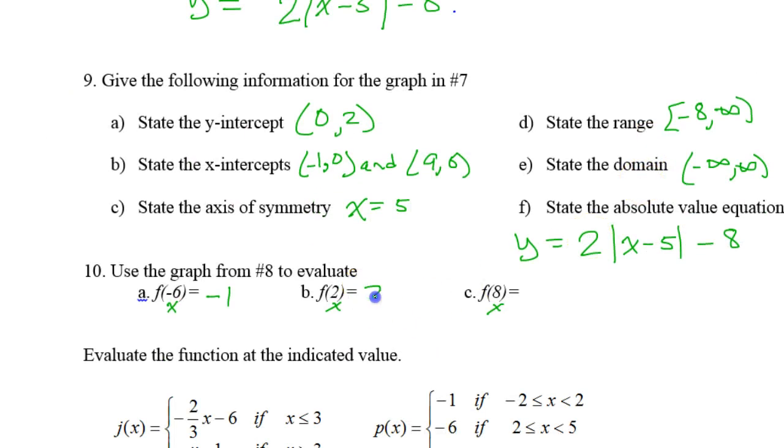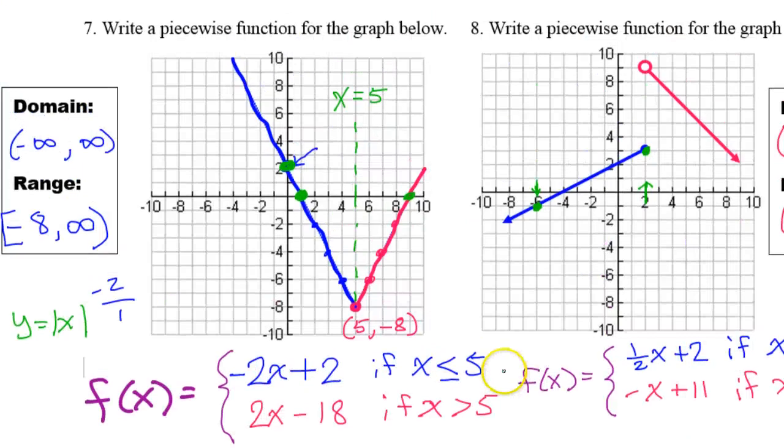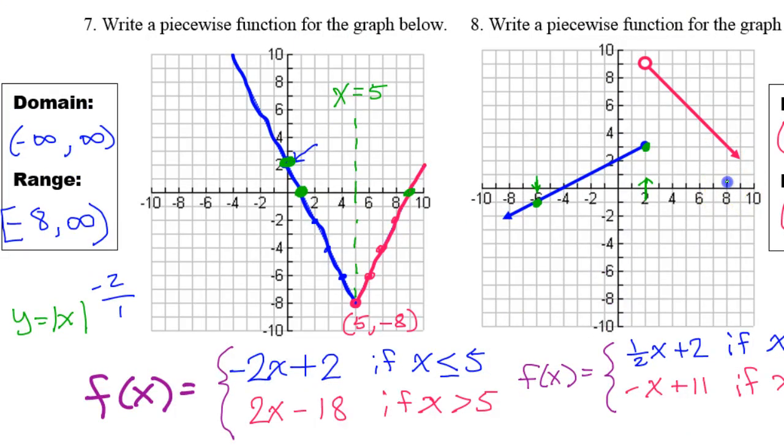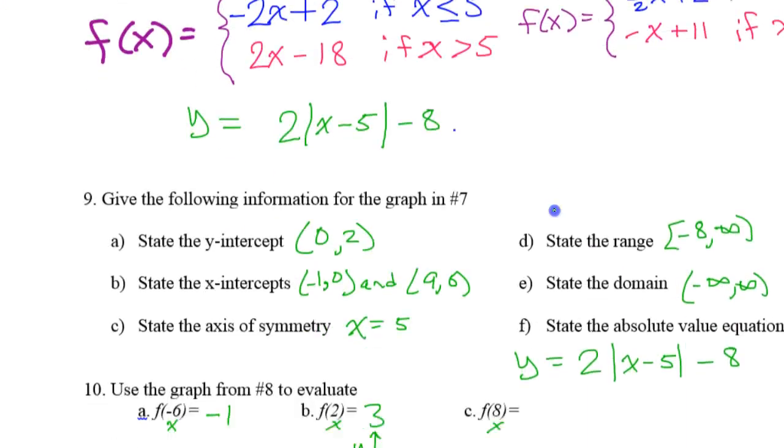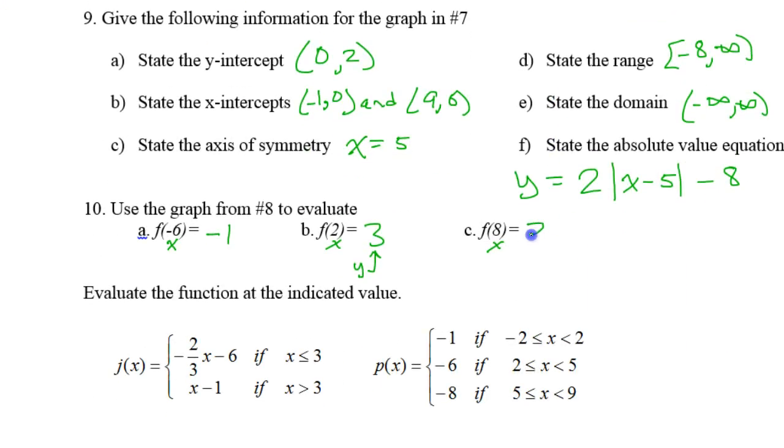All right, basically they're giving us an x value and they're asking us for a y value. So if the x value is 8, what's the y value that goes with it? Okay, here's an x value of 8. Now if I look up in the sky, here's the y value on the function. That's a y value of 3. All right, so that's it for number 10.